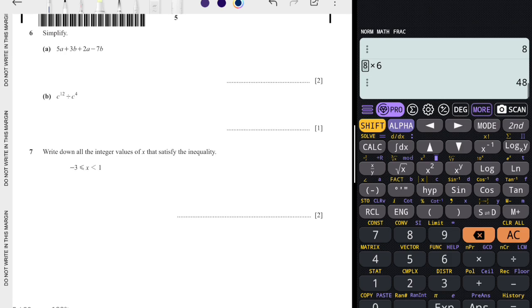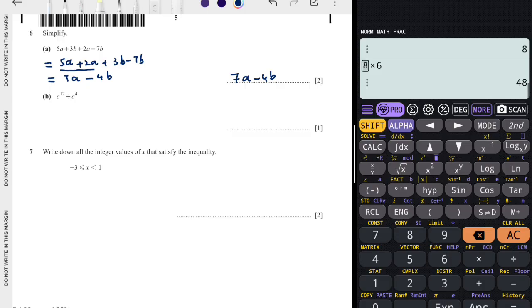Simplify 5a plus 3b plus 2a minus 7b. This is a very simple question. First of all, we are going to arrange them. 5a plus 2a plus 3b minus 7b. 5a plus 2a is 7a, and 3b minus 7b is minus 4b. This is the answer. Next question.